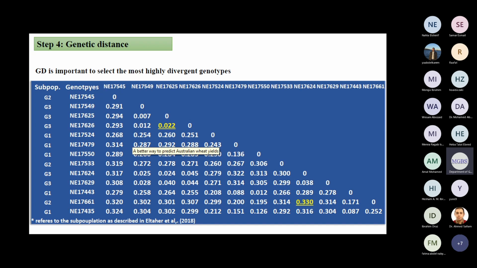Just keep in mind that I marked these two genotypes in the phenotypic selection table, because these two genotypes were among the highest 50 genotypes in 8 environments. Also, they are highly divergent in terms of genetics. The lowest genetic diversity was among 624 and 661. This is the lowest genetic diversity we have.